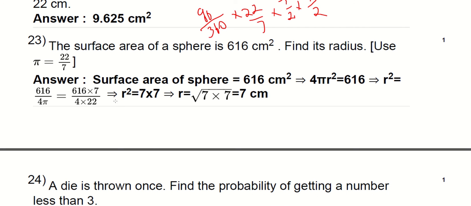The surface area of a sphere is 616. Find the radius. The surface area formula is 4 pi r squared. So r squared equals 616 divided by 4 pi, that is 616 times 7 by 4 times 22, which gives r squared equal to 49, so r is 7.